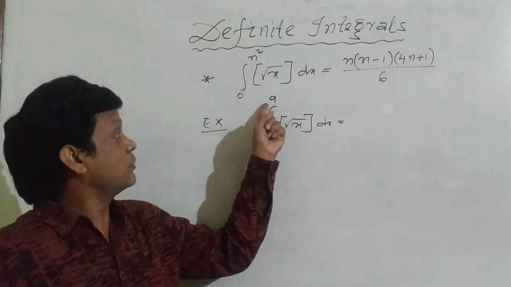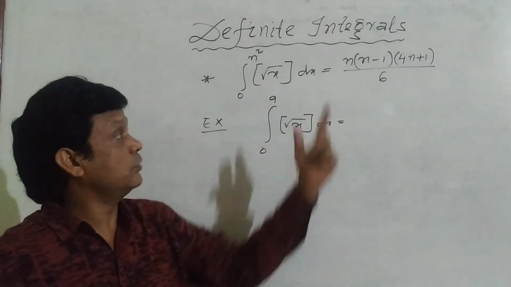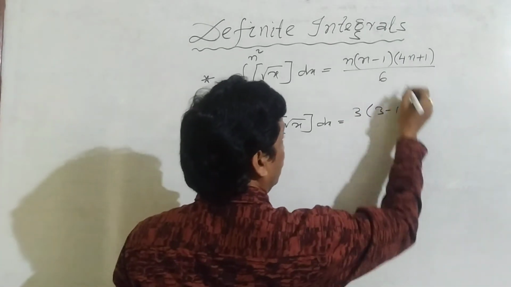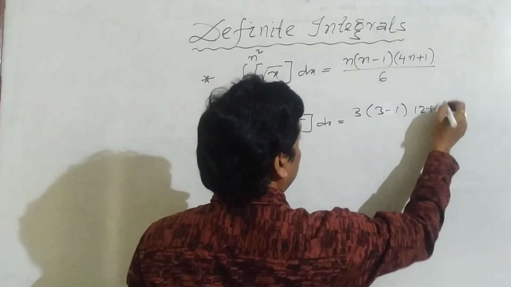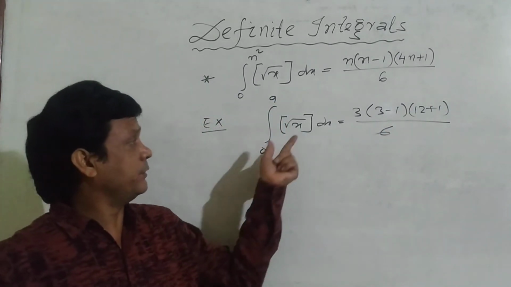In place of n square I have written 9. That means the value of n is 3. So put n is equal to 3 directly. So 3 into 3 minus 1 into 4 into 3 is 12, 12 plus 1, divided by 6. This is the answer.